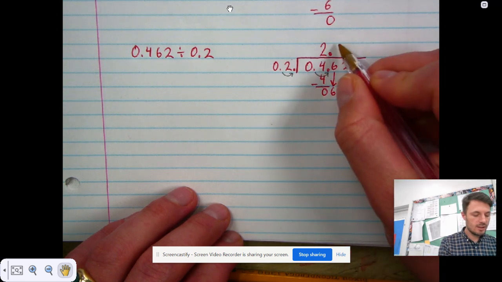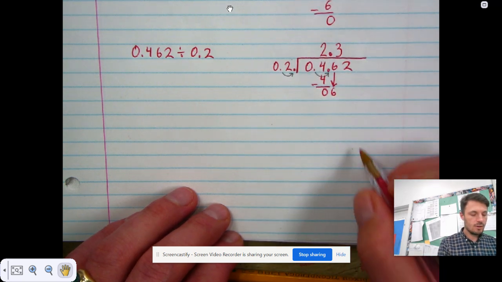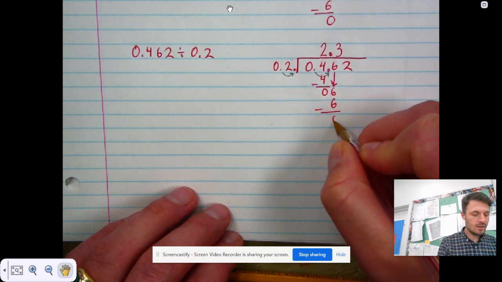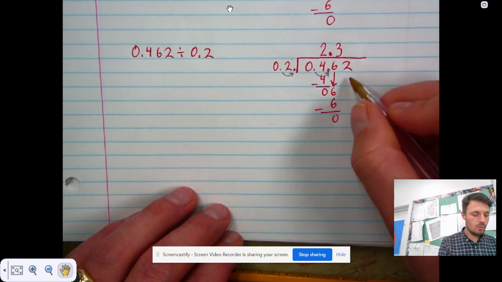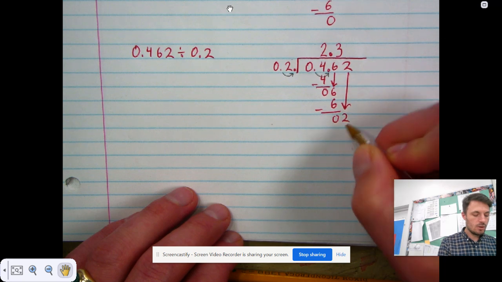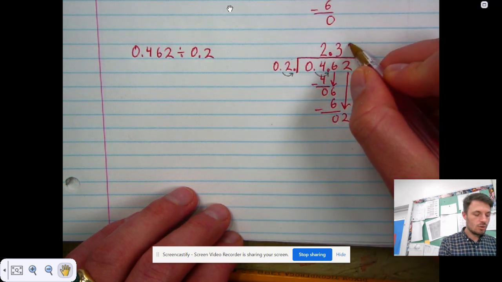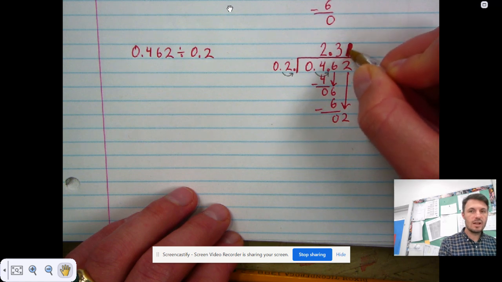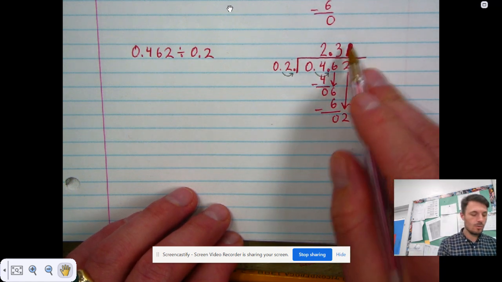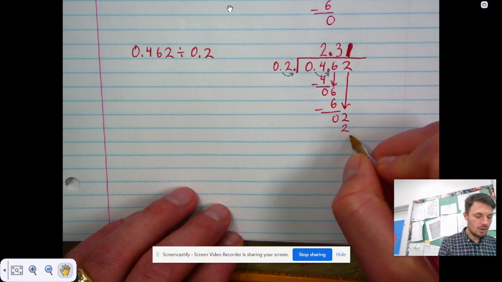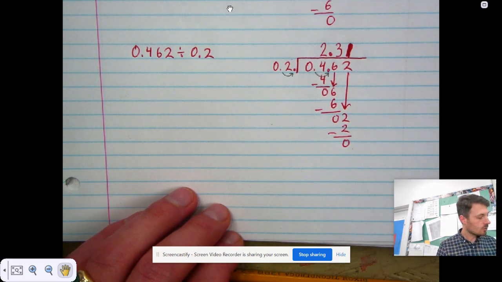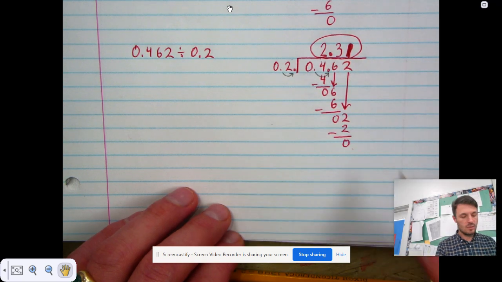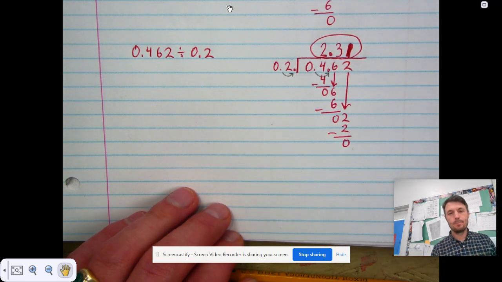2 can fit into 6 3 times. 3 times 2 is 6. 6 minus 6 is 0. 0 is smaller than 2. Now we bring down the 2. 2 can fit into 2 1 time, that's a really fat 1. 1 times 2 is 2, and 2 minus 2 is 0. So the answer is 2 and 31 hundredths, because the decimal point's right there.